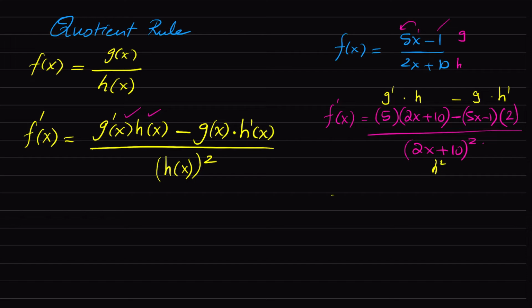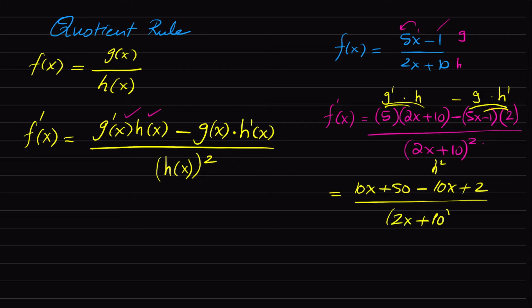We can simplify. So 5 times, we can expand. So it will be 10x plus 50 minus. Now 5 times 2 and negative 1 times 2, and there is a minus outside. So it's 10x plus 2 over (2x plus 10) squared. So f prime of x will be now negative 10x, minus 10x cancel. 50 plus 2, it's 52 over (2x plus 10), all of it squared.